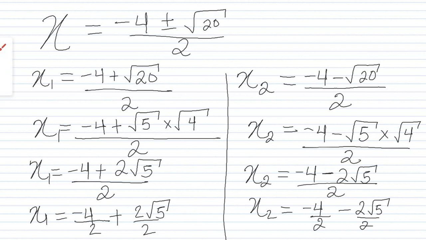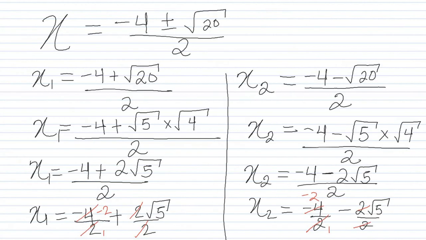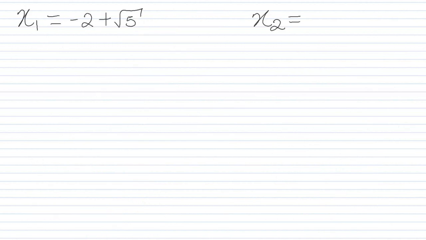Do simple simplification in math. Cancel this one, cancel the 2 here, 1, negative 2, and then here 2, 1, negative 2, cancel, cancel. So you have the value for x1 is going to be negative 2 plus root 5. And then x2, which is the second value of x, is going to be negative 2 minus root 5.